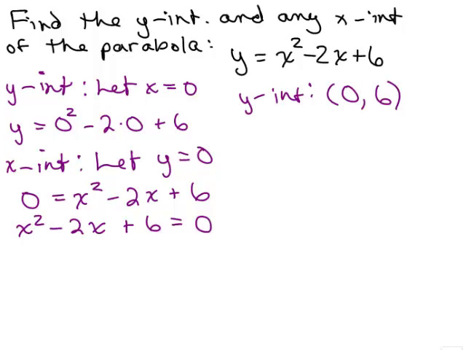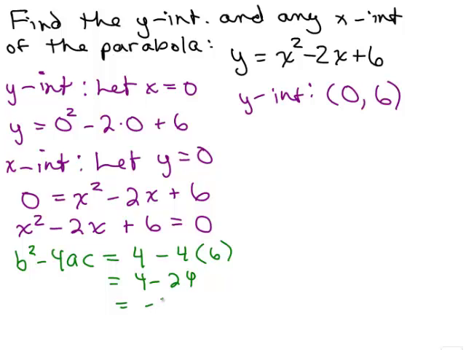So I'm going to figure out what b squared minus 4ac is first, because that's the part that goes underneath the square root. Since b is negative 2, b squared will be 4. Then I have minus 4 times ac. A is 1, c is 6, so that's times 6. So what's going on here? I have 4 minus 24, which is negative 20.